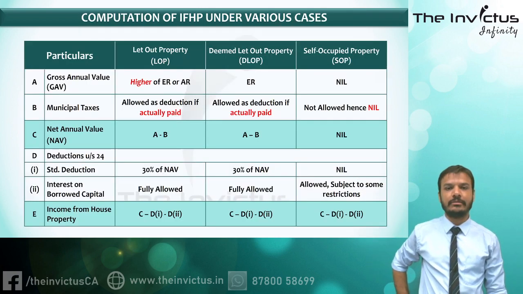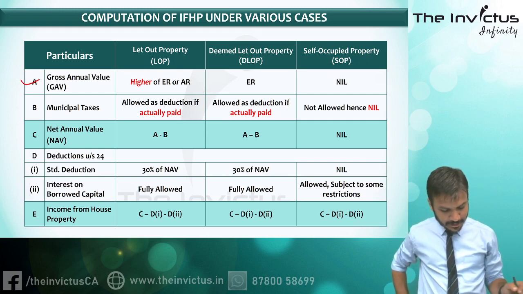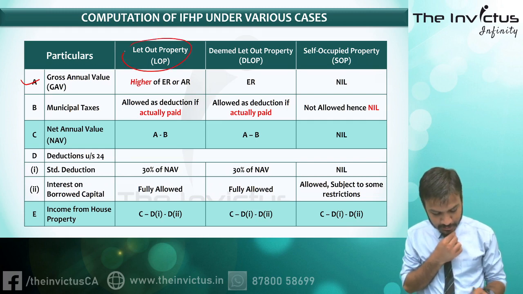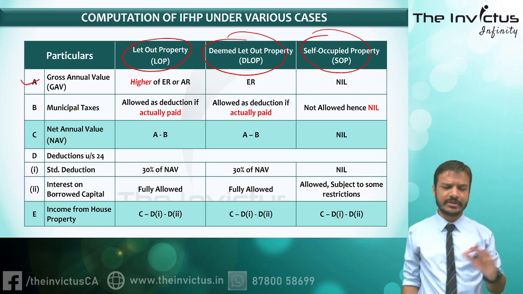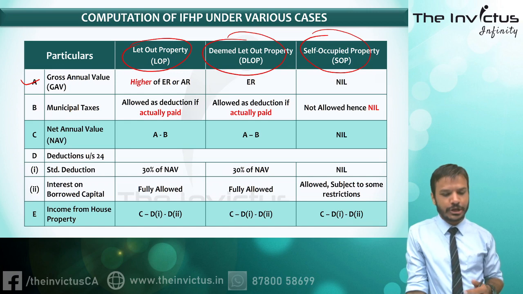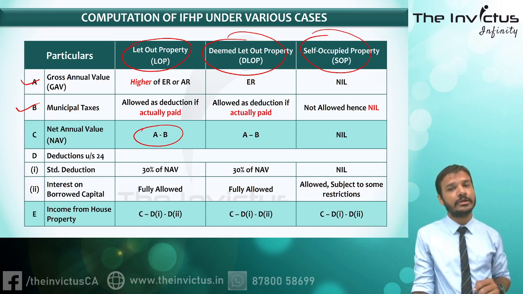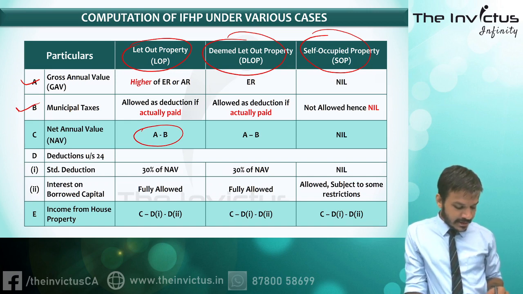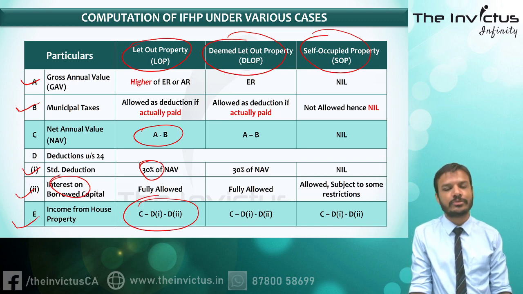So let me tell you a roadmap of how to compute income under this head. First, let me tell you, there are three types of properties. You know very well, there's let out property, deemed let out, and self-occupied. We'll discuss if you are not having any idea about it. First I need to determine gross annual value, then second I need to determine municipal taxes. The difference between these two will be my net annual value. Once again, a standard deduction of 30% is allowed. Interest on borrowed capital will be allowed, and the resultant will be income from house property.